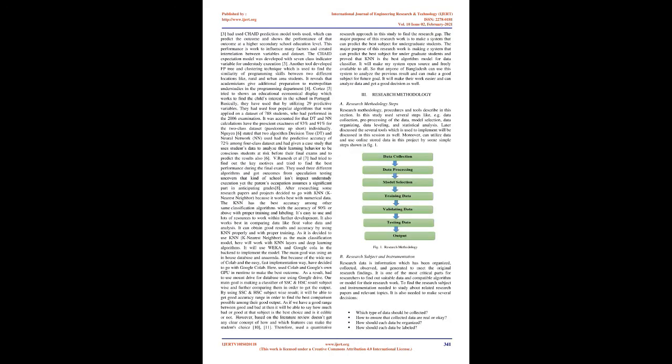By using these tools, the user accepts data from different stages, then classifies these data, and summarizes them to make their relationship among them during the implementation process. Another paper had used the CHAID prediction model tool, which can predict the outcome and show the performance of that outcome at a higher secondary school education level. This performance is worked to influence many factors and create interrelation between variables and the data set. The CHAID expectation model was developed with 7 class indicator variables for student performance.